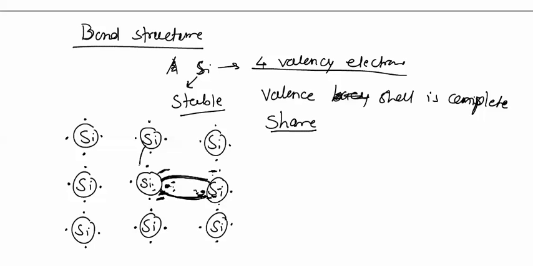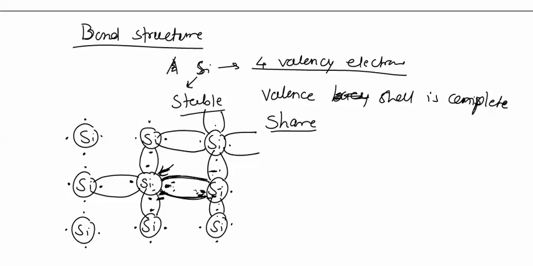In this way, all the electrons will be shared with adjacent silicon atoms, and for this silicon, there are 1, 2, 3, 4, 5, 6, 7, 8 valence electrons, means its valence shell is complete. In this way all the atoms will try to complete their valence shell, and electrons will be shared with the adjacent silicon atoms.